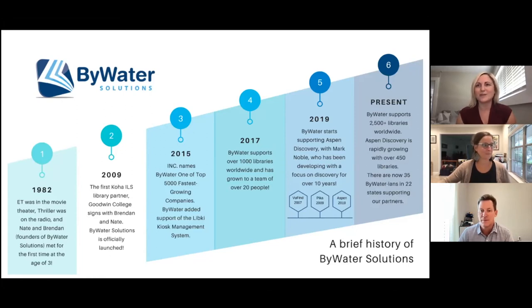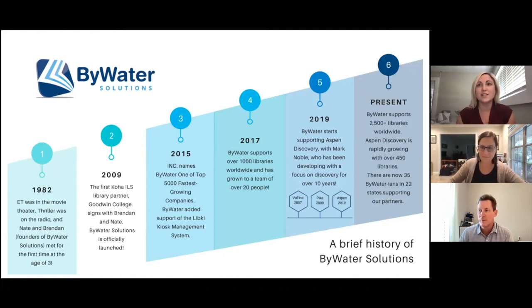We're gonna fast forward a little bit to 2015. We were named one of the top 5,000 fastest growing companies. We added support to LibKey kiosk management. And then in 2017, in just a few short years, we were supporting 1,000 libraries worldwide, and we had grown to a team of 20 people.